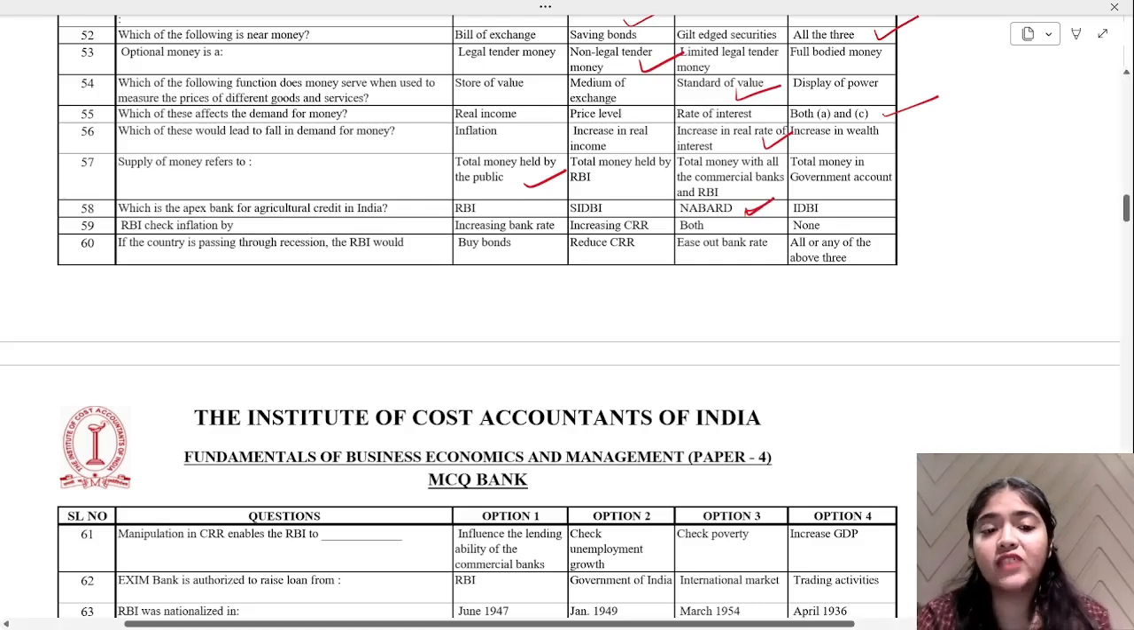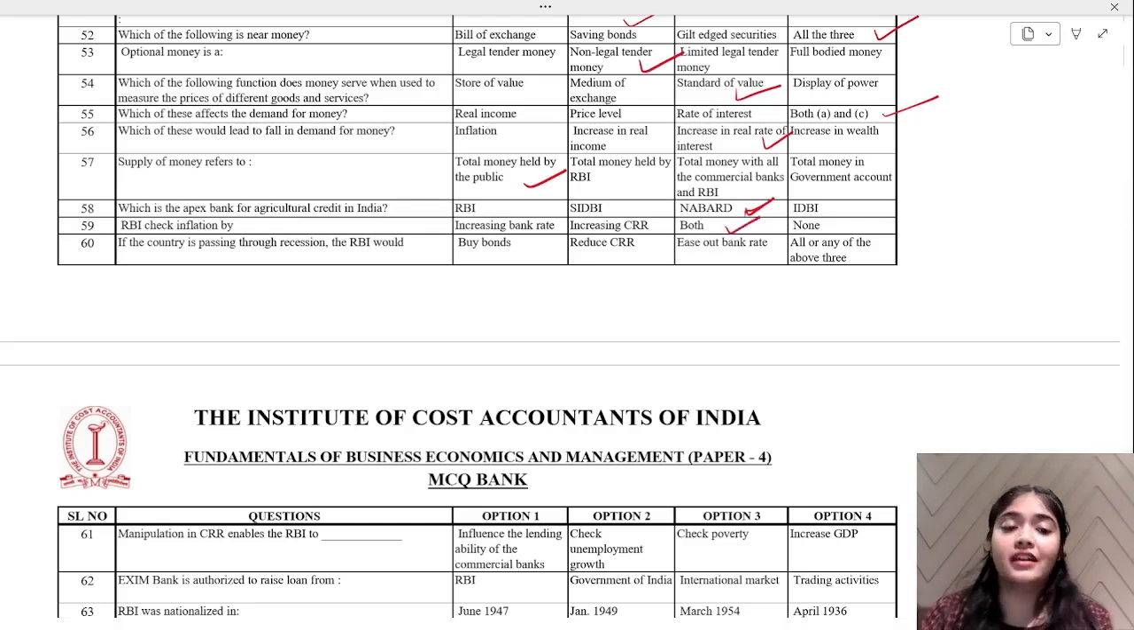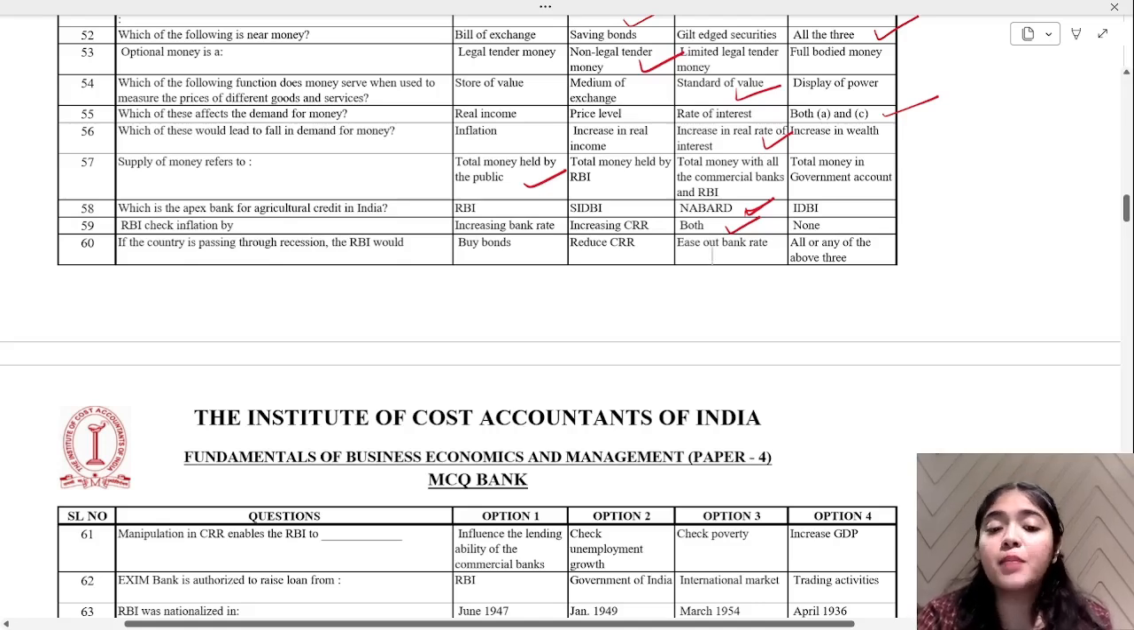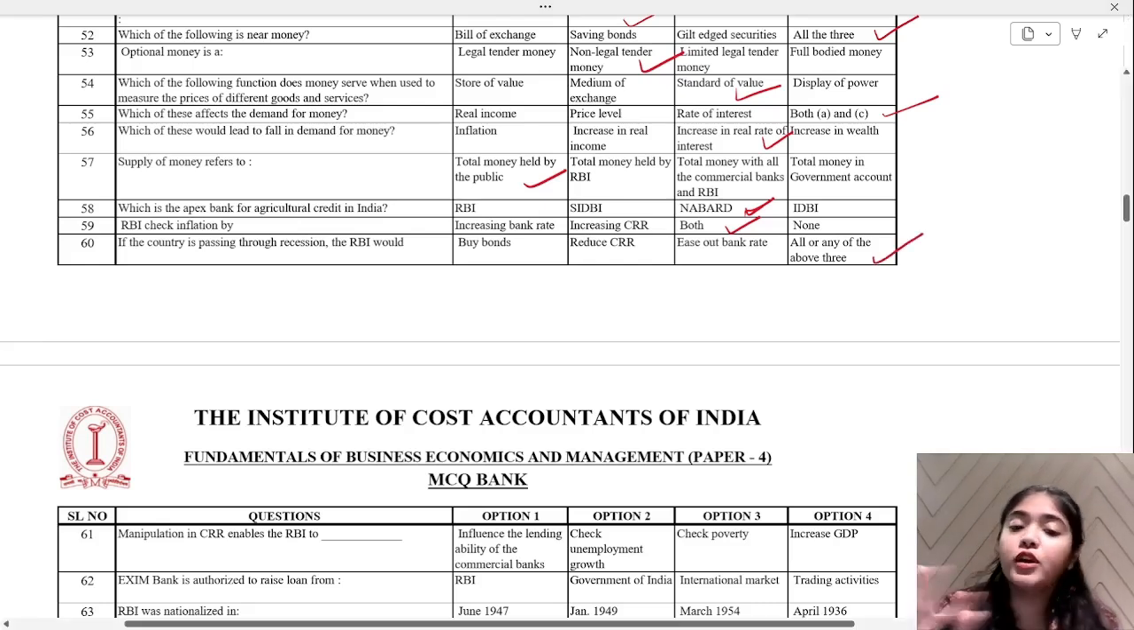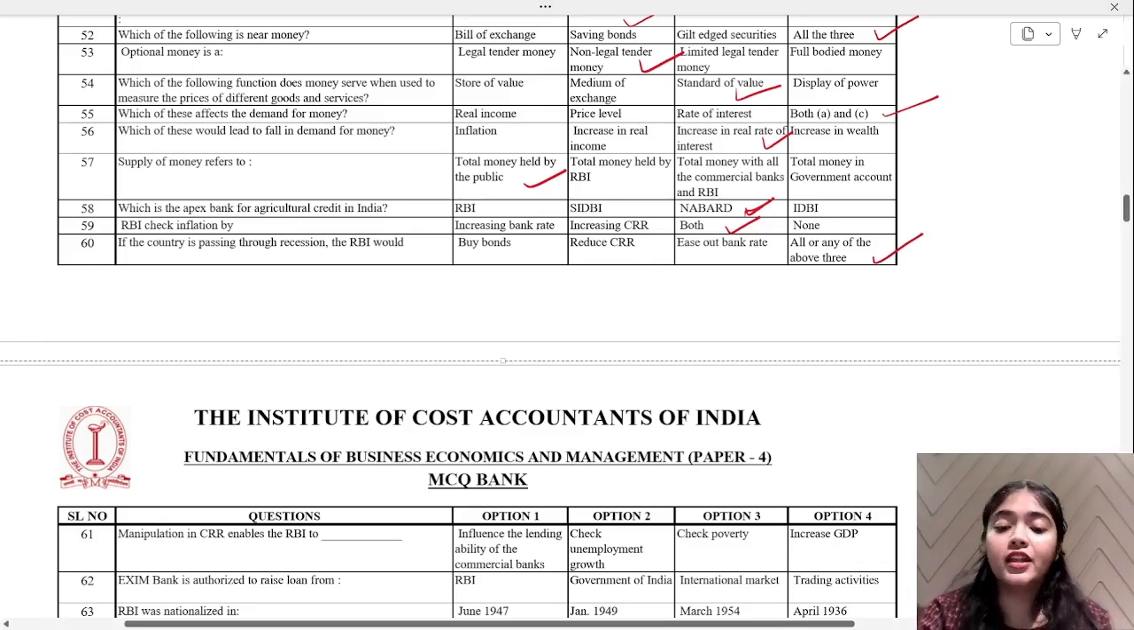RBI checks inflation by increasing bank rate, increasing CRR, both or none. Yes, it does both, increasing bank rate and increasing CRR. Now, if a country is passing through recession, RBI would buy bonds, reduce CRR, ease out bank rate, or any of the above three. Tell me. Yes, they can do all or any of the three. If they want, they can do it all together, like buying the bonds, reducing CRR, or easing out bank rate, or any of the three also they can choose. Okay.